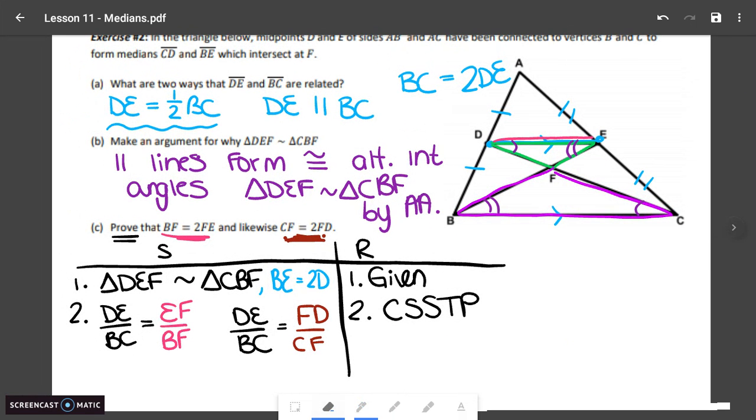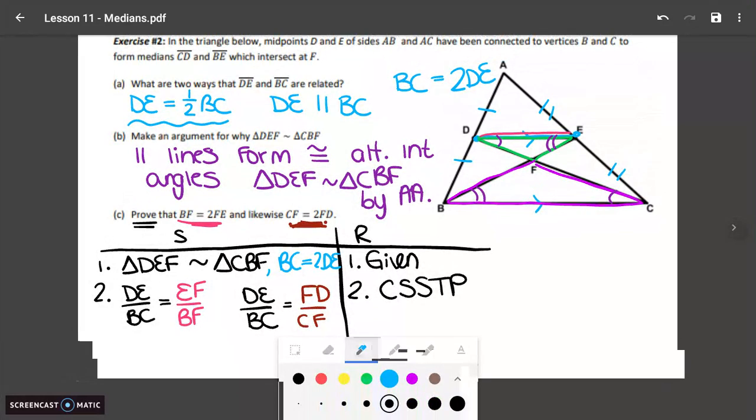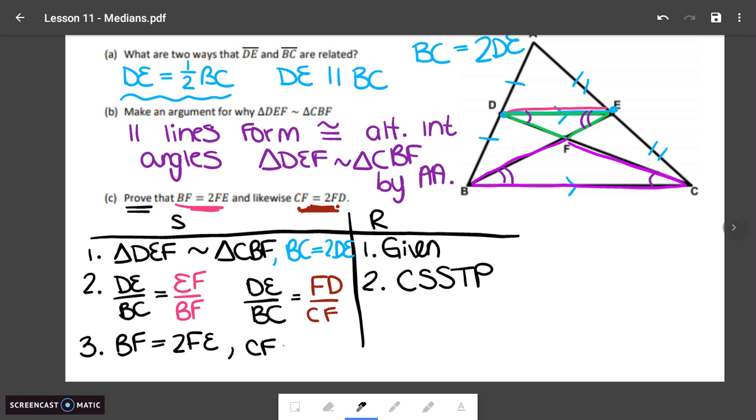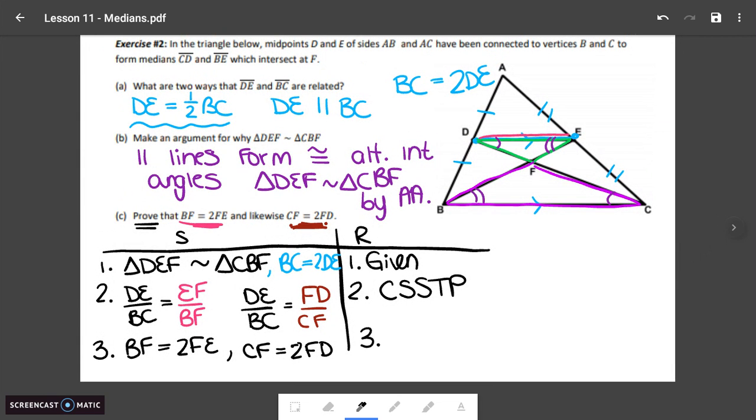Oops, fix that to BC. So since those sides are in proportion, I could just finish this off here: BF is equal to 2 of FE, and CF is equal to 2 of FD, because sides are in proportion.